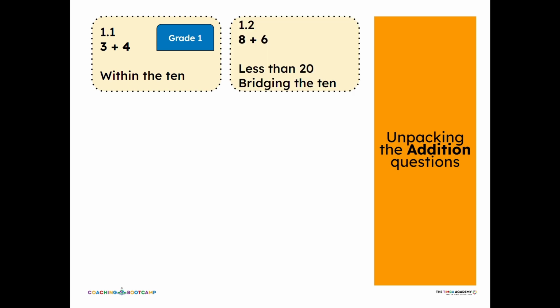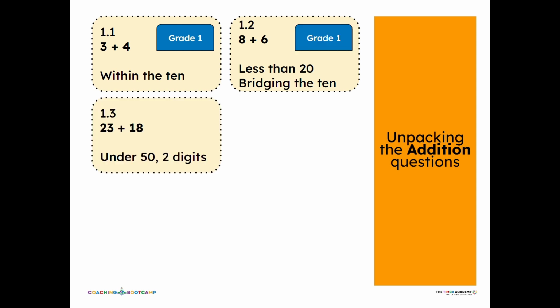Question 1.2, 8 plus 6. Now all of a sudden we're jumping over the initial 10. We're still working less than 20, and this is something where we're now doing a sum or a problem that bridges through the 10. Okay? This is also grade 1. Question 3 is 23 plus 18. So now we're working with 2 digits that we're adding. We're still working with an answer that's under 50. Okay. This has now gone up to grade 2 level.